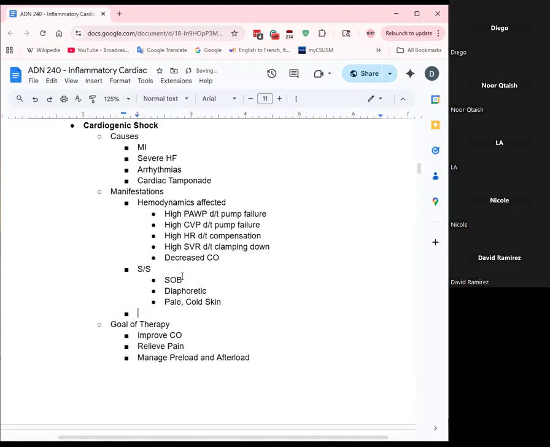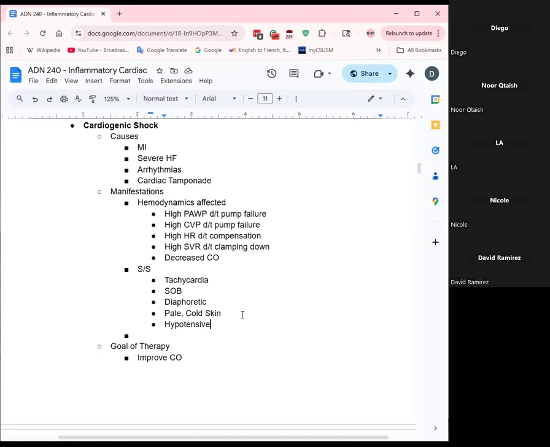Say low blood pressure, high heart rate. We're going to become tachycardic. Yeah, that's going to be one of the big ones. Okay. Let's see what we get. Low BP. Yes. So we're going to become hypotensive. What else could be one of the signs?